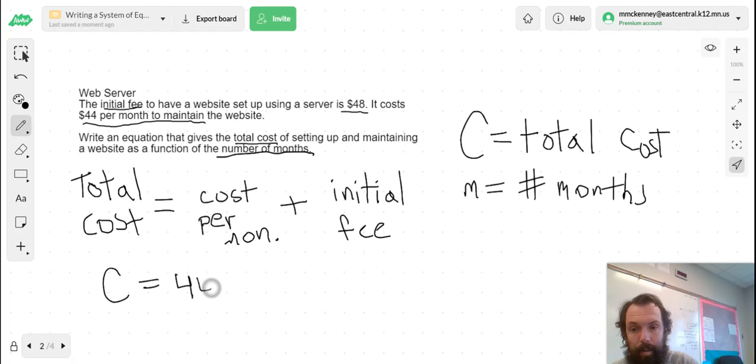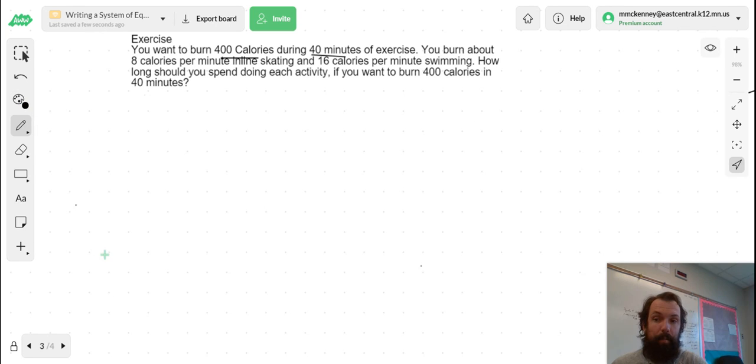In our first two examples, we were interested in the total. For these equations, we want our total calories to be 400, and we want to hit a total of 40 minutes. We're going to have one equation because we want a total of 40 minutes, and another equation because we want to burn a total of 400 calories. So we're going to model these two situations. These are totals.